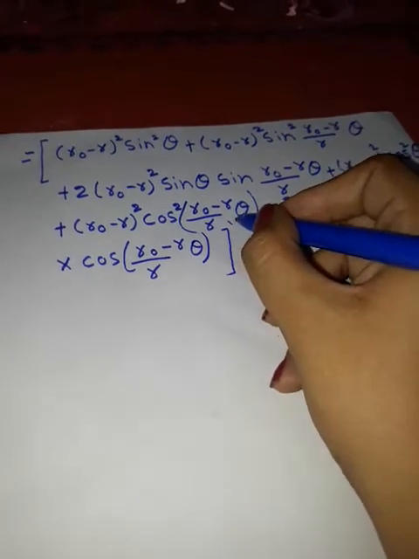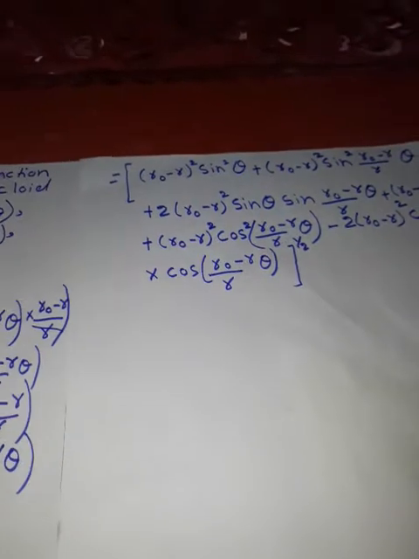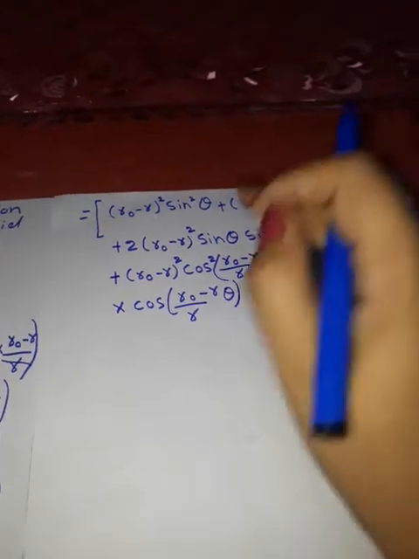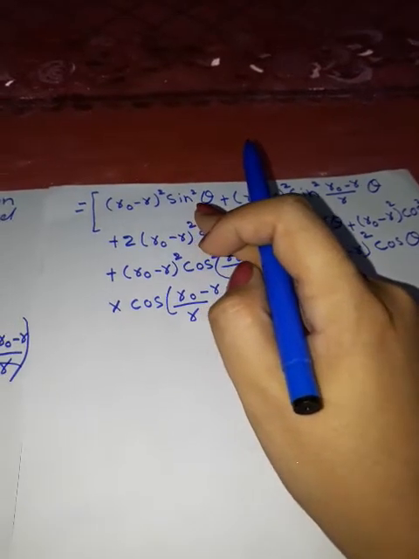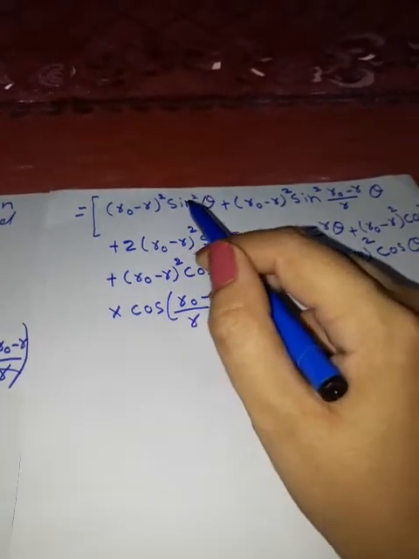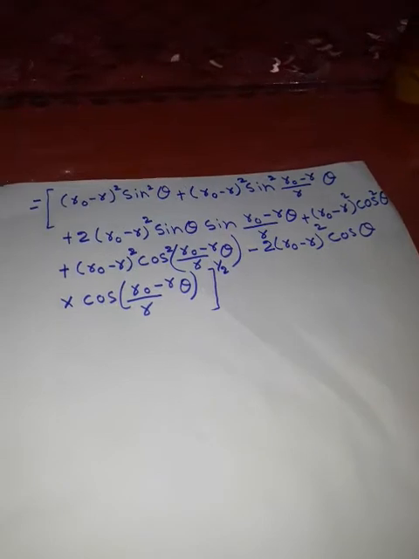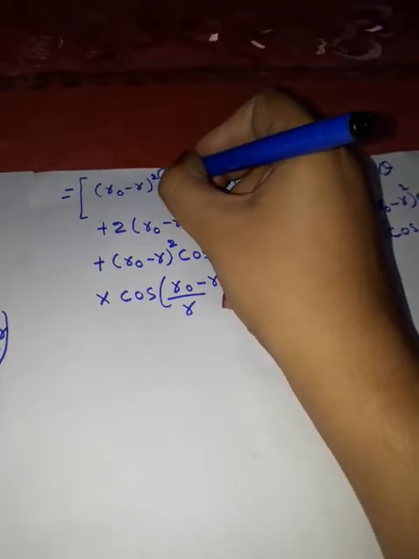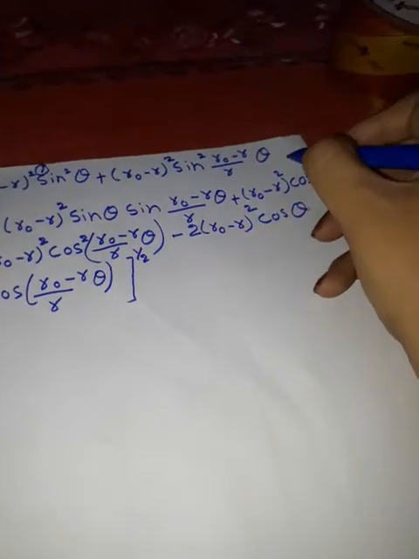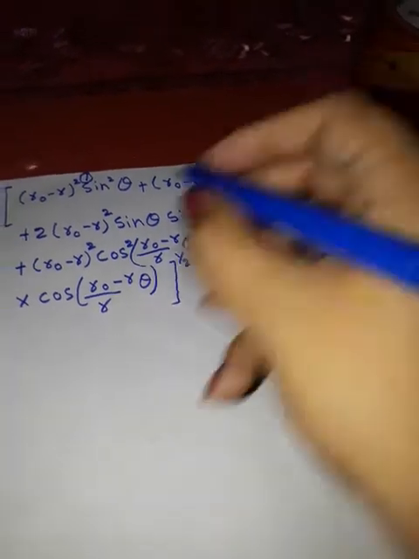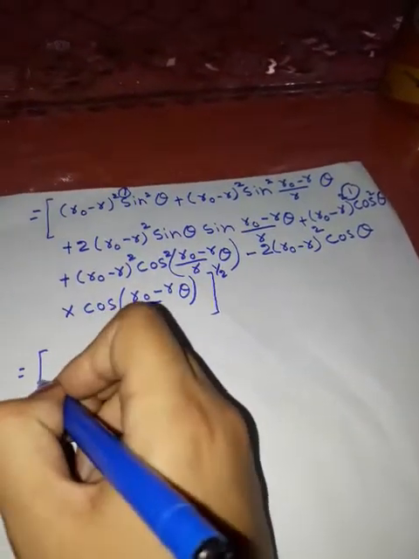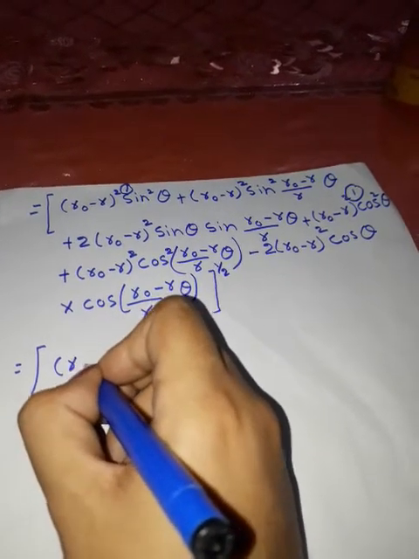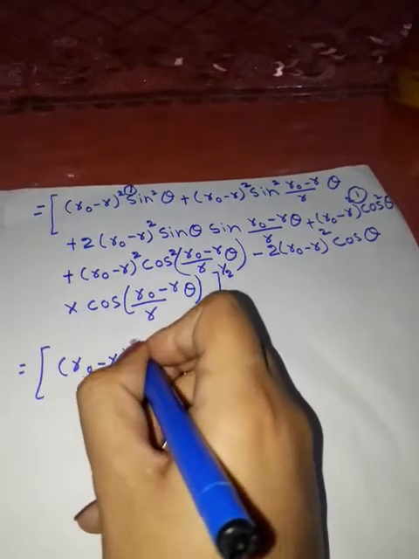Here is the square root on the whole term. Now I can apply the identity sin square theta plus cos square theta equal to 1. So I can combine these two terms. I am calling it 1, and I am also calling it 1. Since sin square theta plus cos square theta is 1, I get r naught minus r whole square.